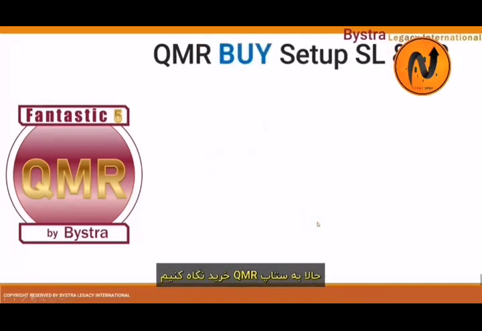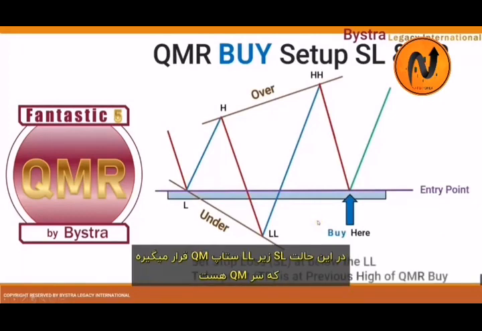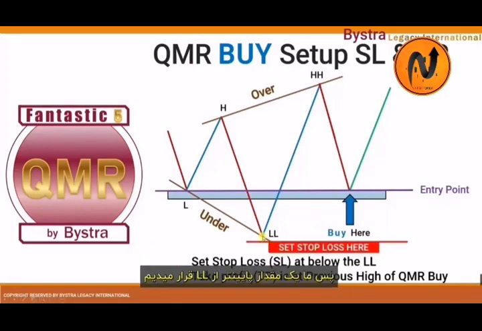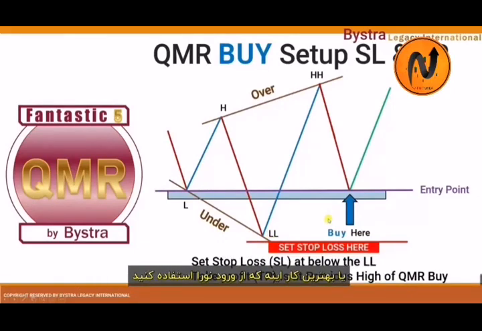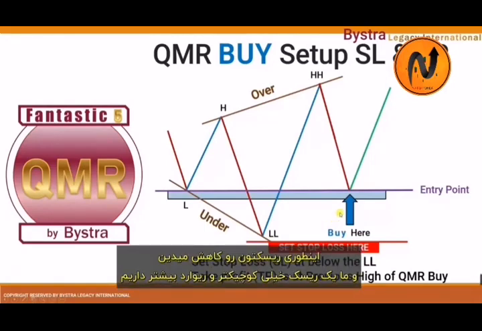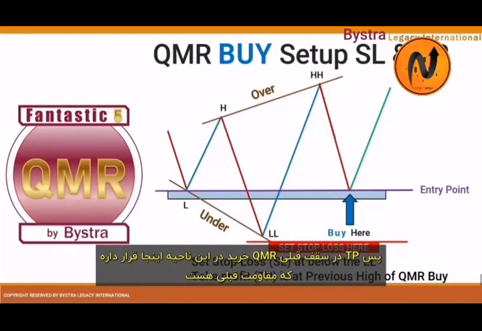Now let's have a look at the buy setup for the QMR. In this case, the stop loss will be below the lower low of the QM, which is the head of the QM. So we will set it a little bit lower than the lower low of the QM. However, as I said earlier, if the stop loss is more than 30 pips, then you can either monitor the price, or the best thing is to use the Nora entry for your setup so that you mitigate the risk and have a much smaller risk but a higher reward. The take profit will be at the previous high of the QMR buy in this area here, which is the previous resistance.